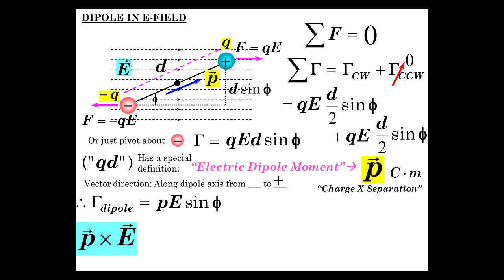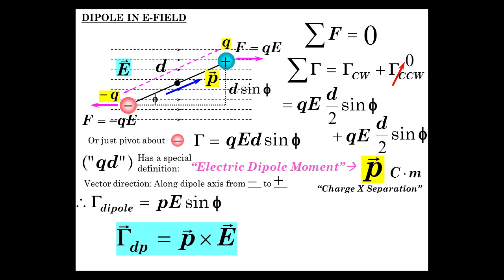So pE sine of phi, which is the torque on a dipole, p cross E. And again, the torque is always trying to align that dipole moment with the external electric field.